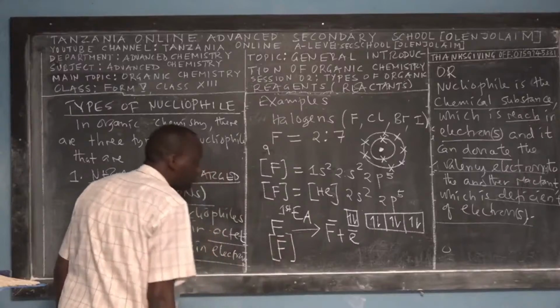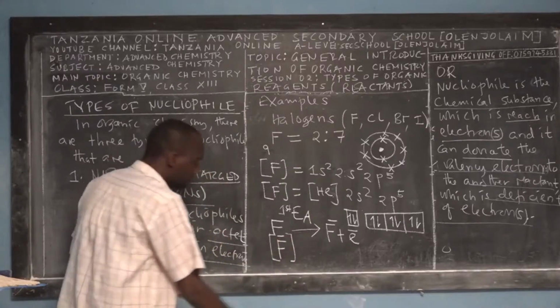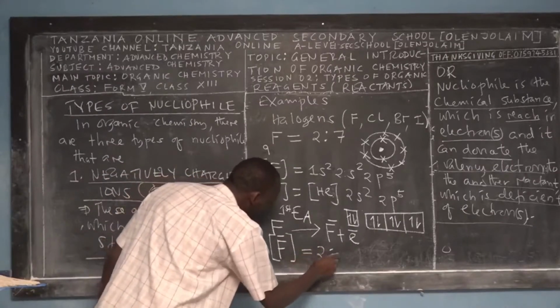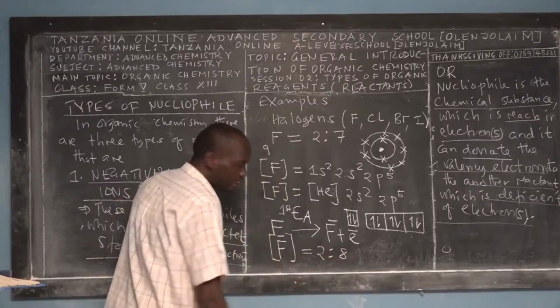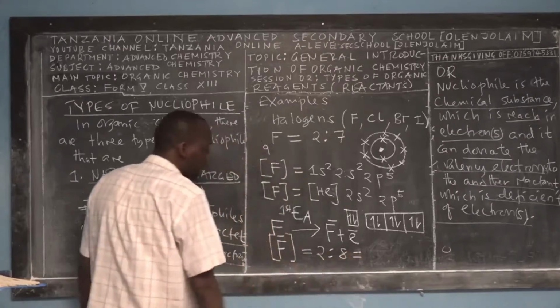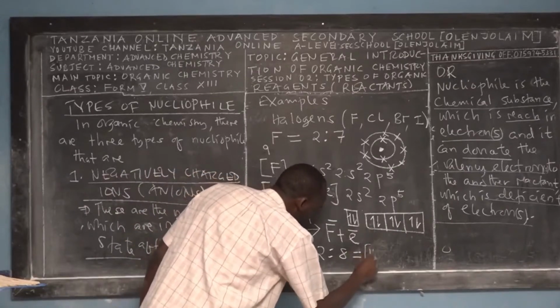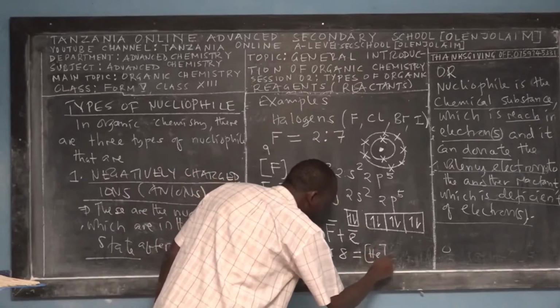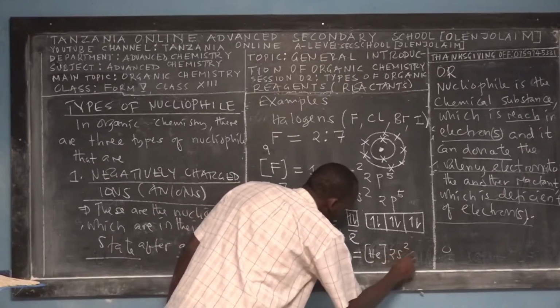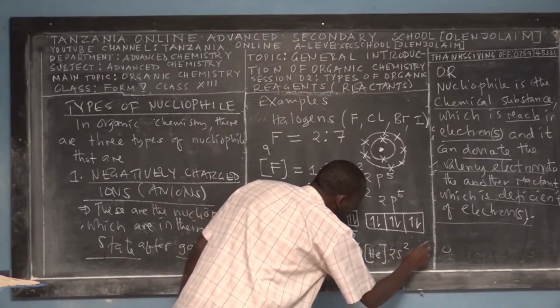The electronic configuration of the fluoride ion, right? This one now will be 2:8. And this is the fundamental electron configuration. So this one now will be like this: this is helium, and this is what? This is 2s, and this is 2p to the power 6.